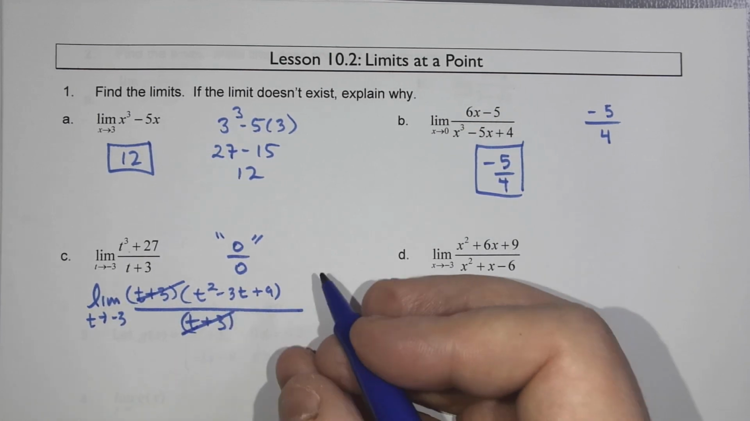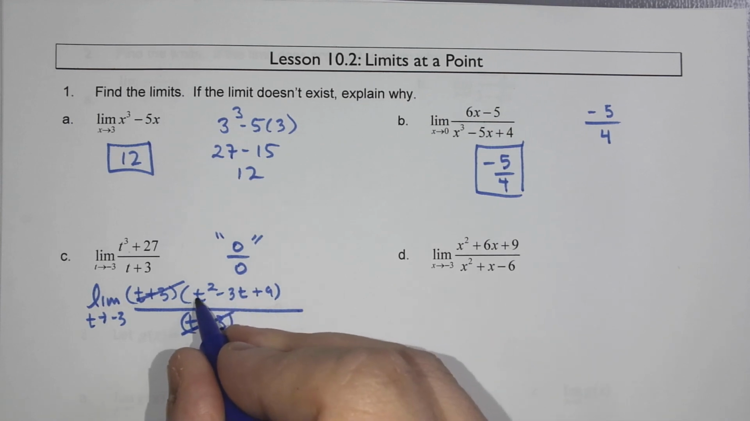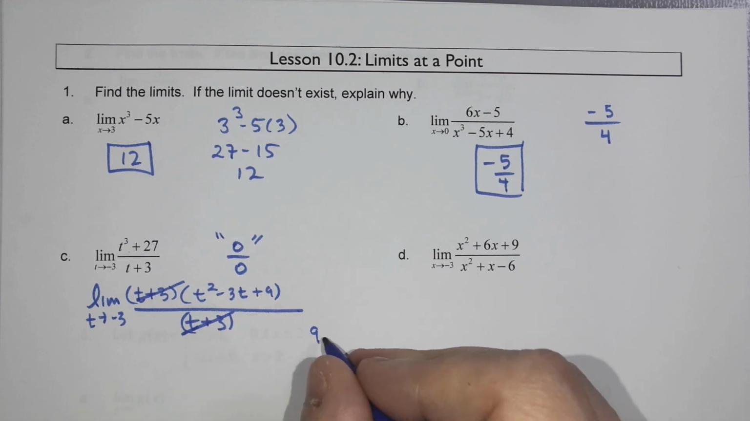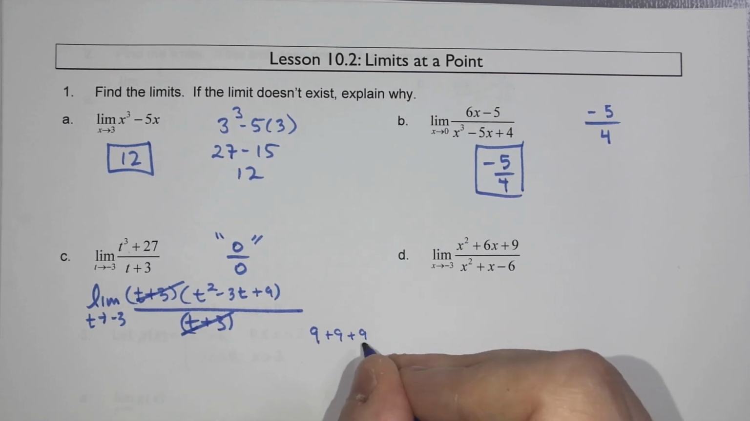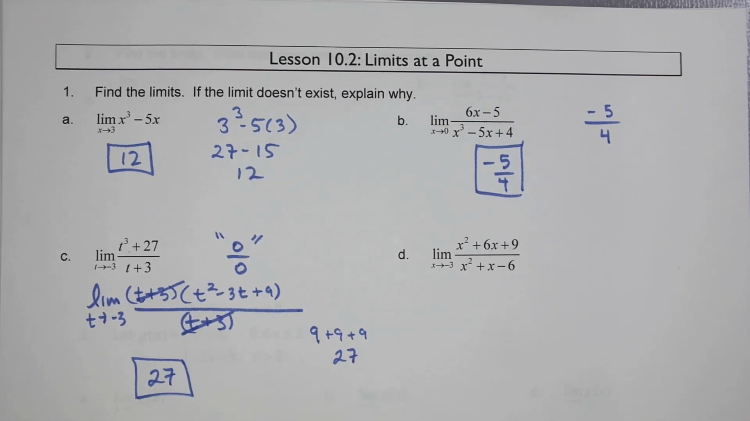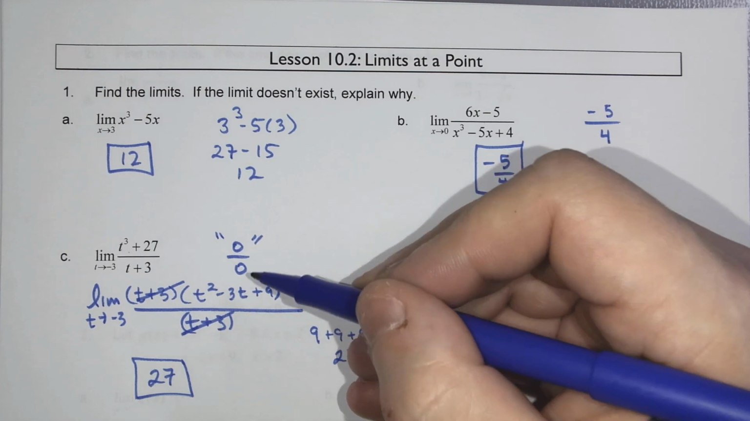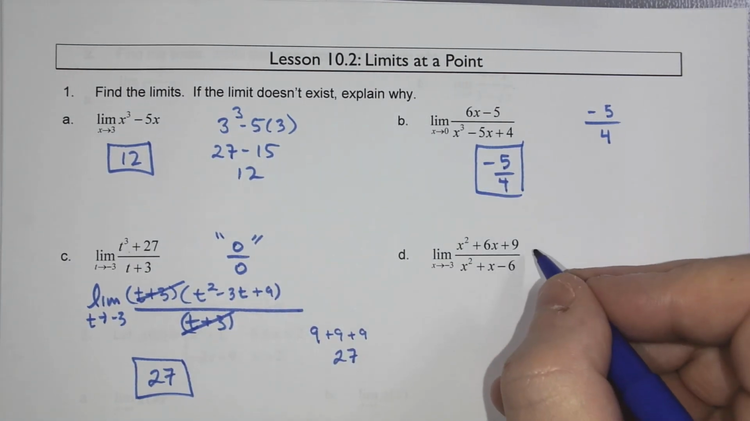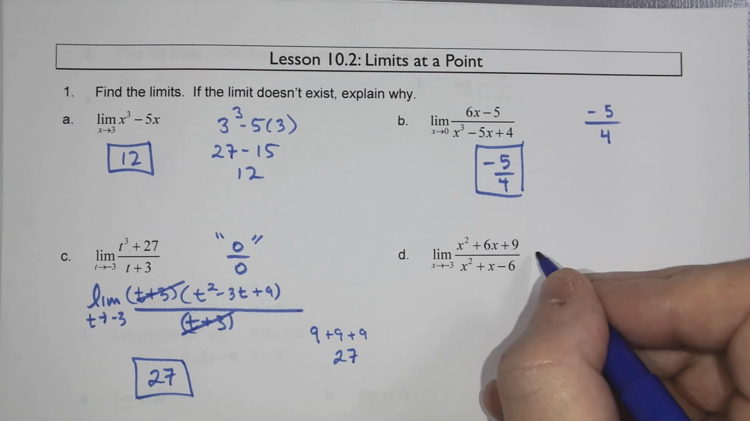If I plug in t as negative 3 now, we would get negative 3 squared, which is 9, minus 3 times negative 3, which is plus another 9, plus another 9, which is 27. And that's again unambiguous. There's no problems there. So what's funny is we're kind of seeing 0 over 0 equals 27, at least in this case, right? That's a funny way of looking at it. Not correct way either, but still kind of funny.